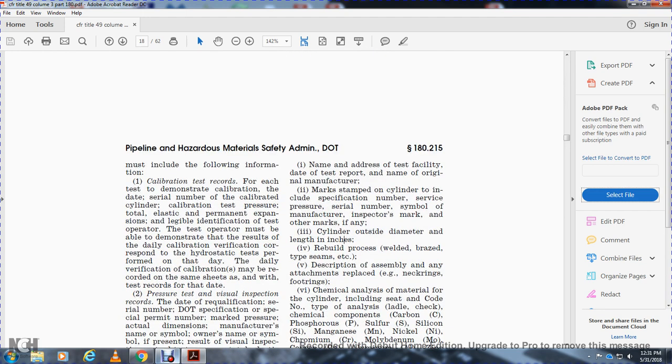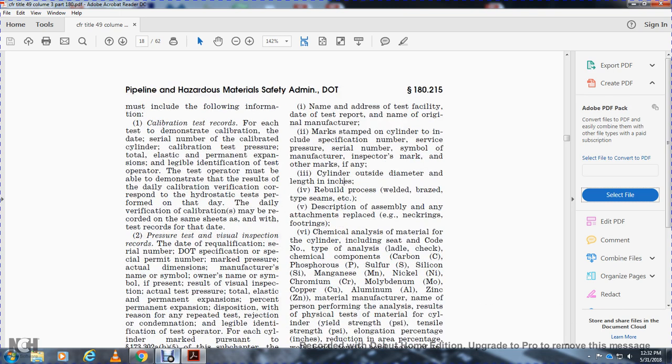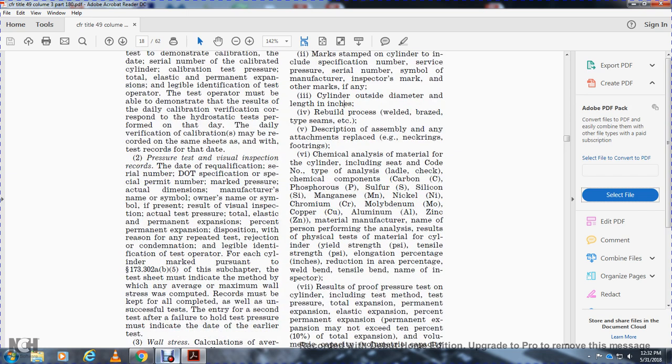The records must include the following information: calibration test records for the demonstrator, the calibration date, the serial number of the calibrated cylinder, the calibration test record for the total elastic and permanent expansion, and the legible identification of the testing operator. The test operator must be able to demonstrate the result of the daily calibration verification corresponding with the hydrostatic testing performed on that day. The daily verification of the calibration may be recorded on the same sheet as the test pressure records of the date.